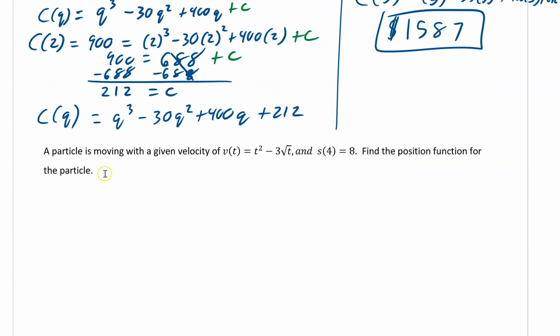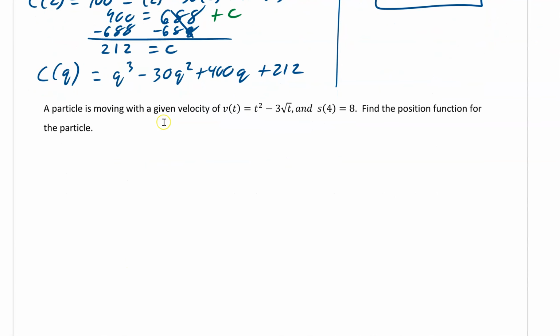Okay, a particle, I know you guys love these. A particle is moving with a given velocity, and what we want to do is find the position function. If you remember, to take the derivative we get the velocity. So if we take the antiderivative, we're going to get our position function. I've got to rewrite that one in terms of t. I need to make it into an exponent. So we get v of t equals t squared minus 3t to the half.